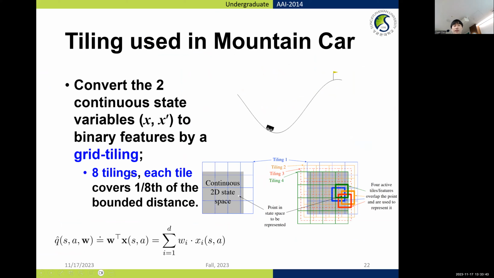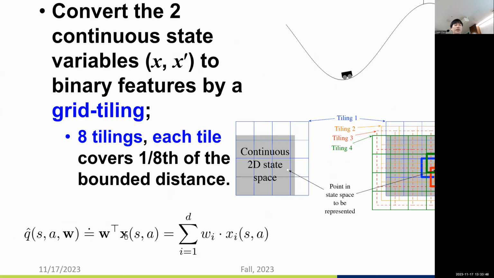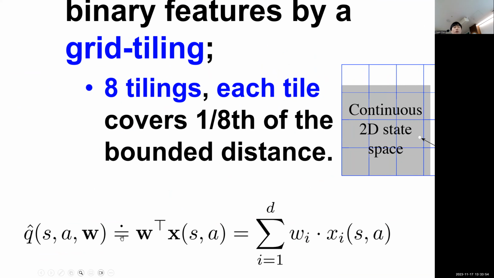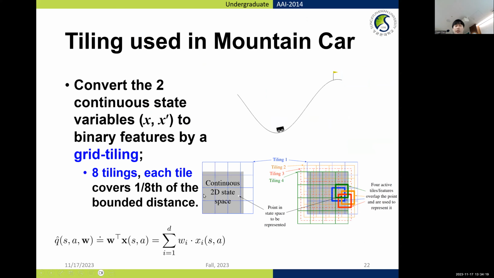With these 8 tilings, we can update. As a reminder, we define the Q value function, or action value function, as the linear combination of the feature space, similar to the value function we defined before. Then we do this dot product, the sum over the weights and the features. So now how can we generate or define these 8 tilings?